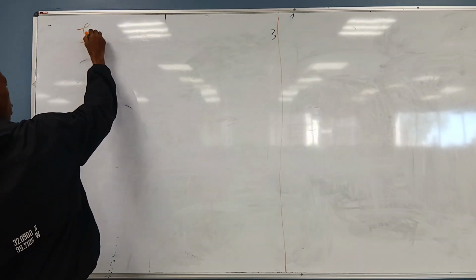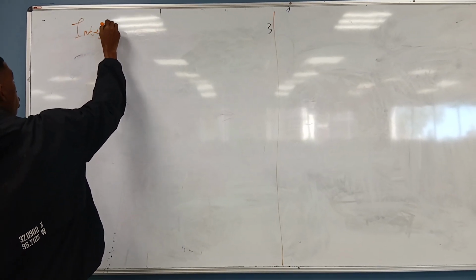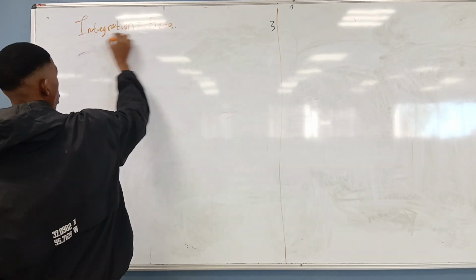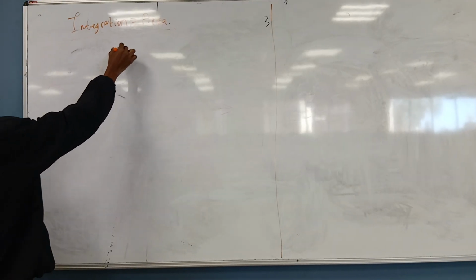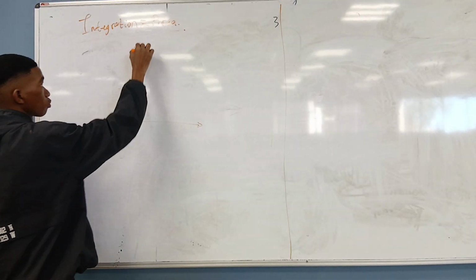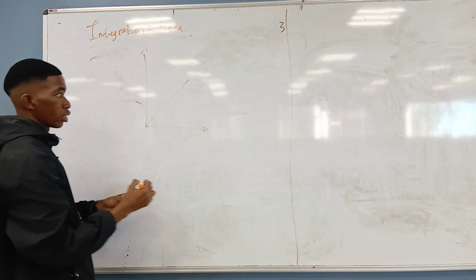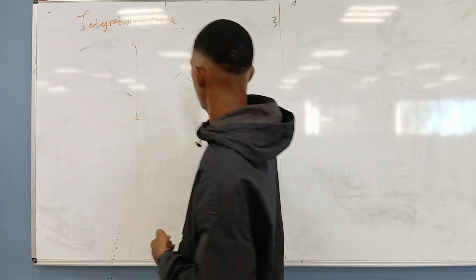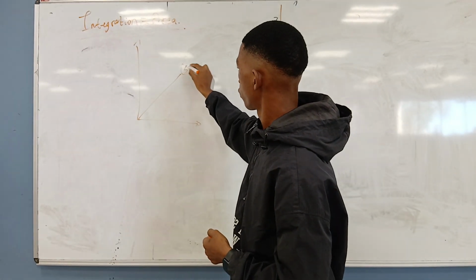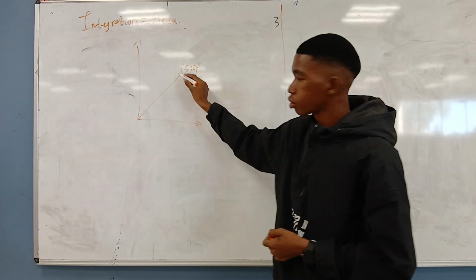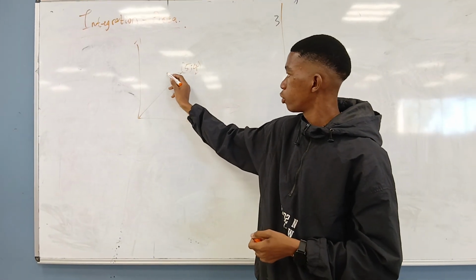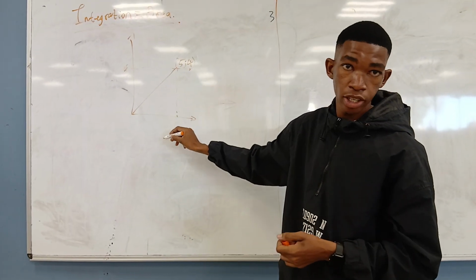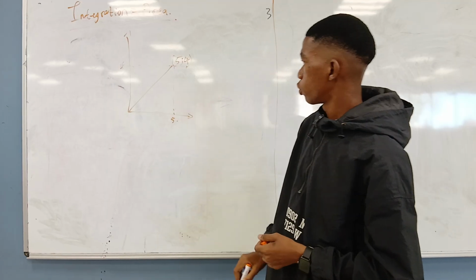Now, integration giving us the area. Say you have a graph like this. And in this straight line graph, let's say here you have the coordinates being 5:4. This will simply tell us that our y value is going to be 4 and our x value is going to be how much? 5. It's going to be 5.